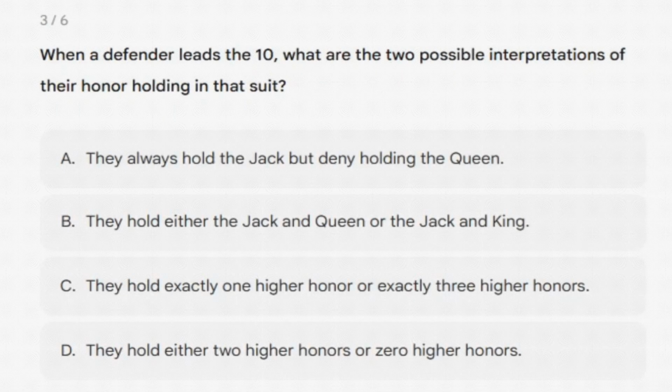Quiz 3. When a defender leads the 10, what are the 2 possible interpretations of their honor holding in that suit?